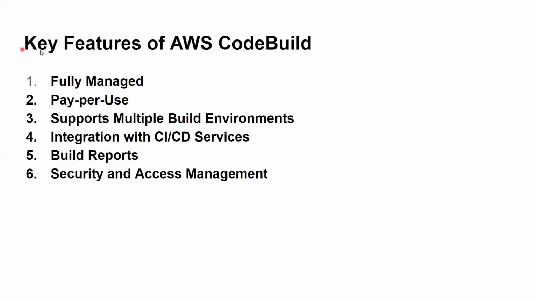Next are the key features of AWS CodeBuild, which is fully managed. It is completely managed by AWS, and pay per use, which means it will incur cost only for the build time. If the build takes 5 minutes, it will incur cost for 5 minutes. And it supports multiple build environments, which means multiple languages like Java, Node.js, PHP.